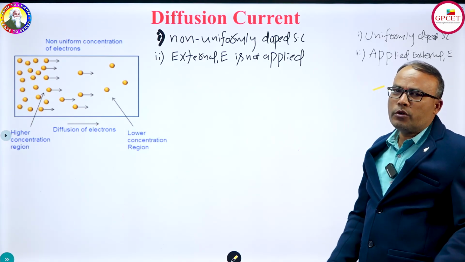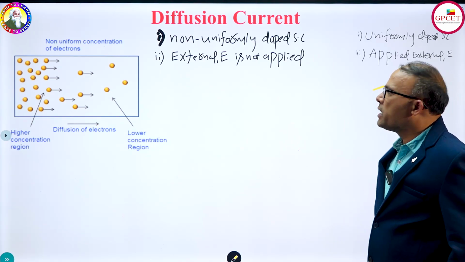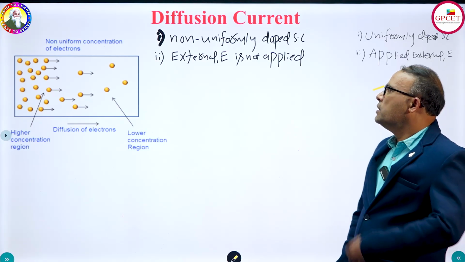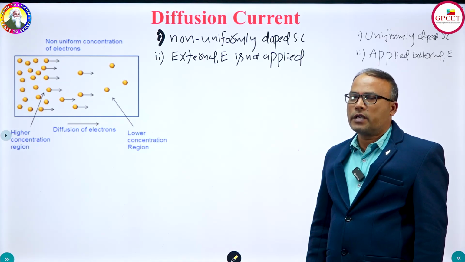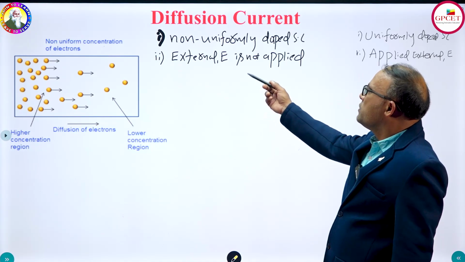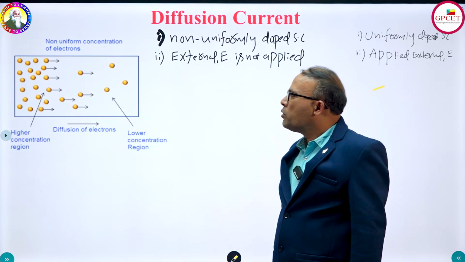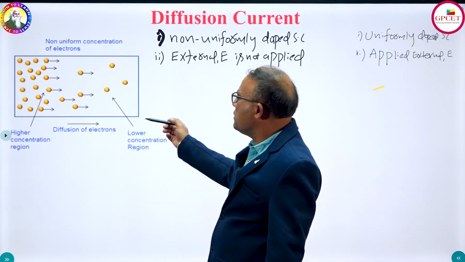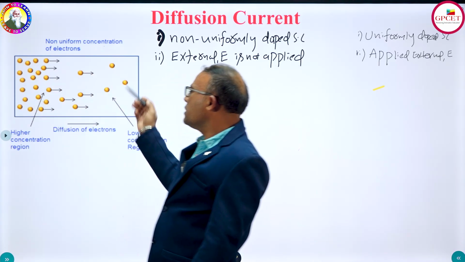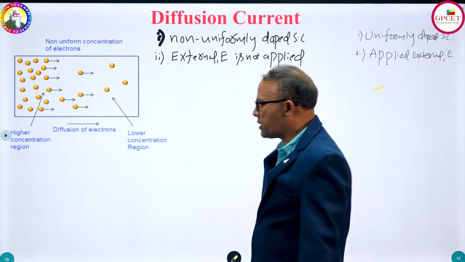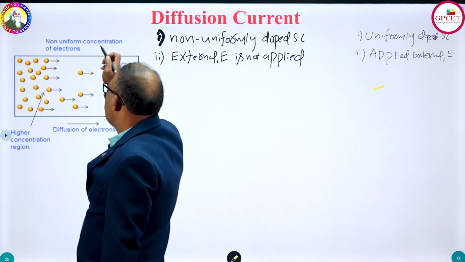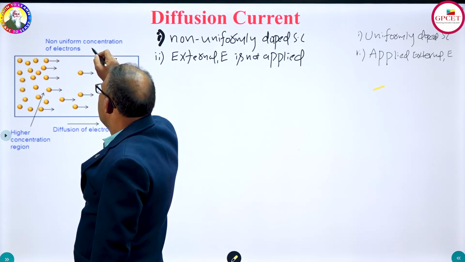So these are the two important points that we need to consider before starting the diffusion current flow, which are the opposite of operation of drift current. So the first, I am taking a non-uniformly doped semiconductor. As you see here, this is a non-uniformly doped semiconductor, which may be of p-type or n-type. For better understanding, I am taking here a non-uniformly doped p-type semiconductor.